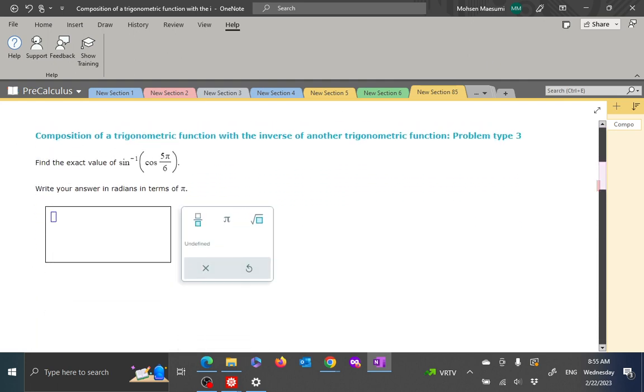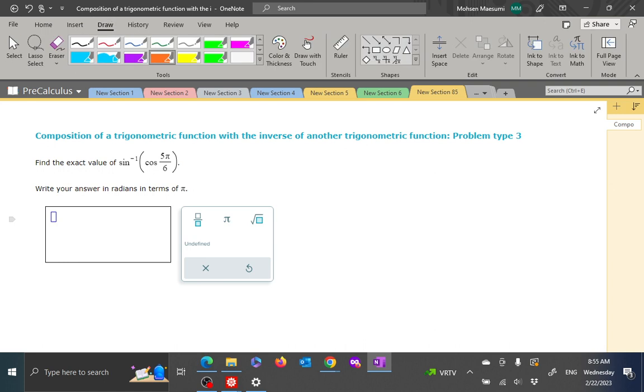So exercise number 1 is: find the exact value of sine inverse of cosine of 5π/6. So the idea is that we reason our way to the answer as opposed to using a calculator or giving any approximate answer. It says write your answer in radians in terms of pi.